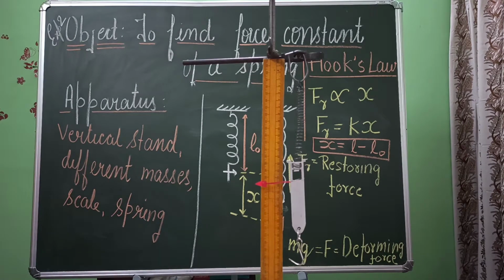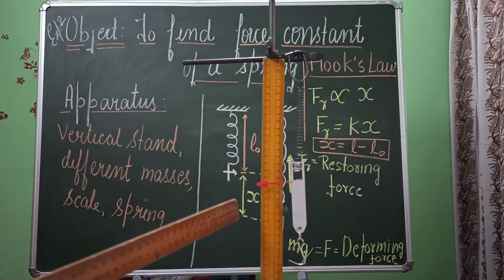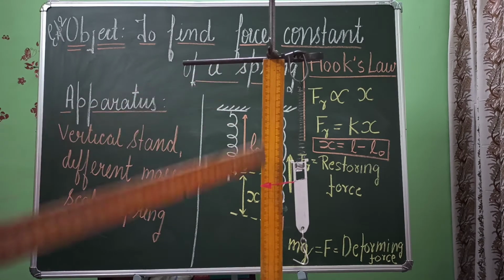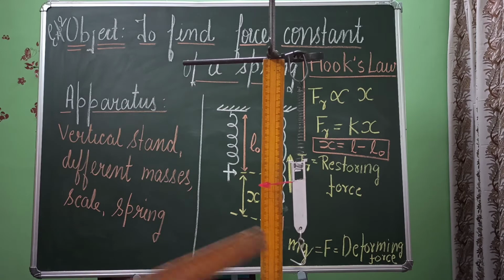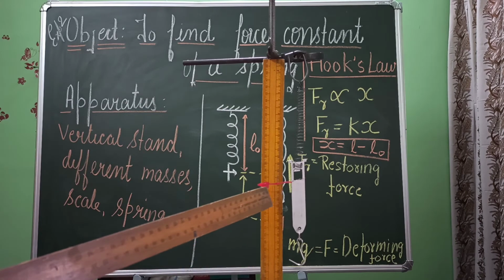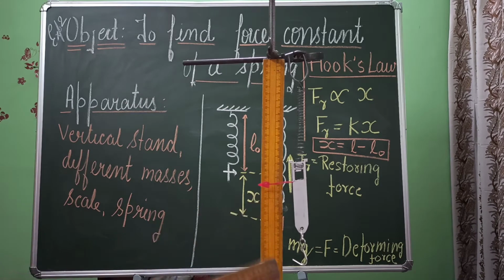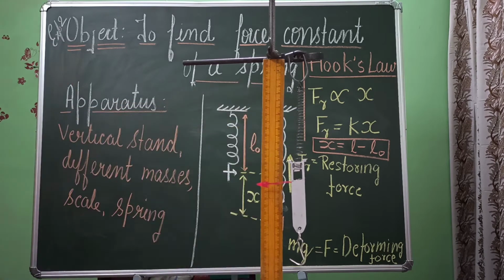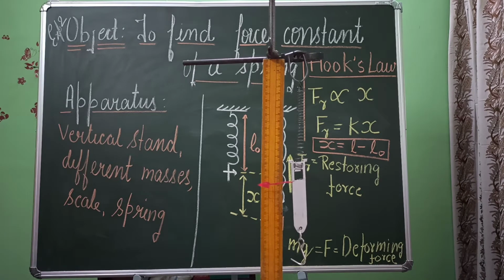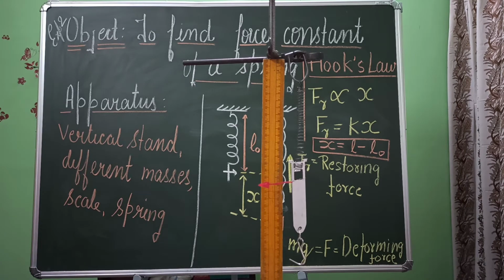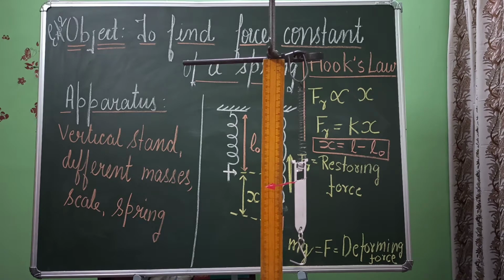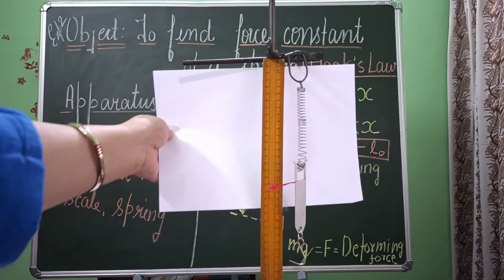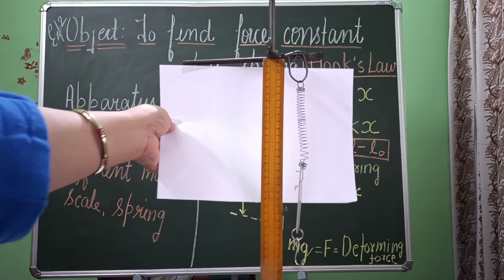Here we have this scale which will help us to take the readings. There is a pointer. Can you see the pointer? And the spring. I don't know whether in the dark background you can see the spring. So let me use a bright background so that you can observe the spring we are using. Yes, now can you see the spring better?